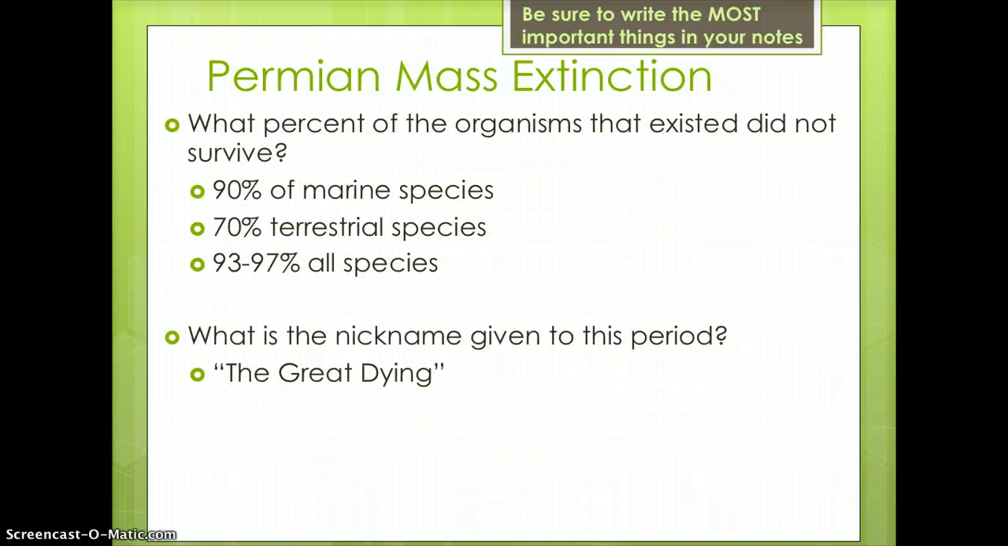During the Permian mass extinction, approximately 93 to 97% of all species went extinct. Of these species, 90% of marine species went extinct, and 70% of terrestrial or land species went extinct. Because so many species went extinct, the Permian mass extinction is nicknamed the Great Dying.